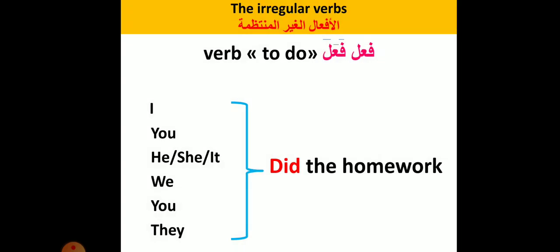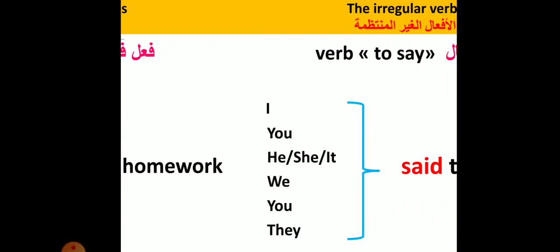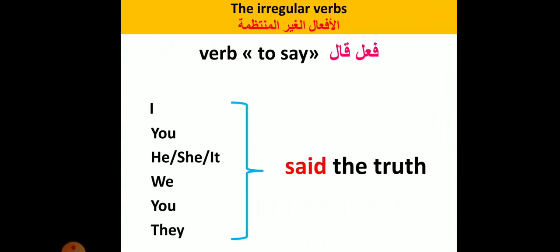Verb to do. I did the homework. You did the homework. He, she, it did the homework. We, you, they did the homework. Verb to say. I said the truth. You said the truth. He, she, it said the truth. We, you, they said the truth.